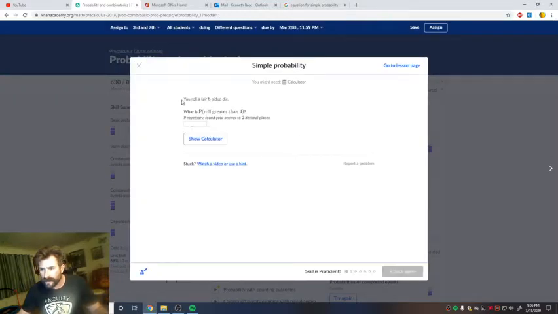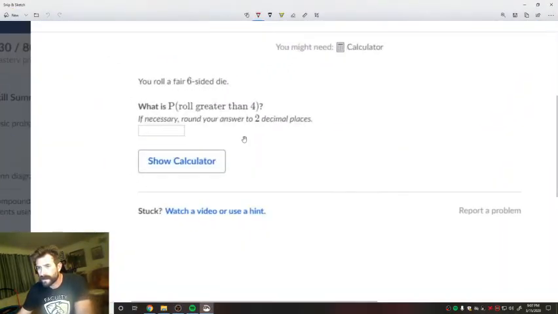So here's an example. If you roll a fair six-sided die, what is the probability that you will roll greater than 4? So that's how you say that. The P stands for probability, and this is what we're trying to find the probability of. So what is the probability that we will roll greater than 4? To do this, we're going to need to know what the equation is, and it's a very basic equation.